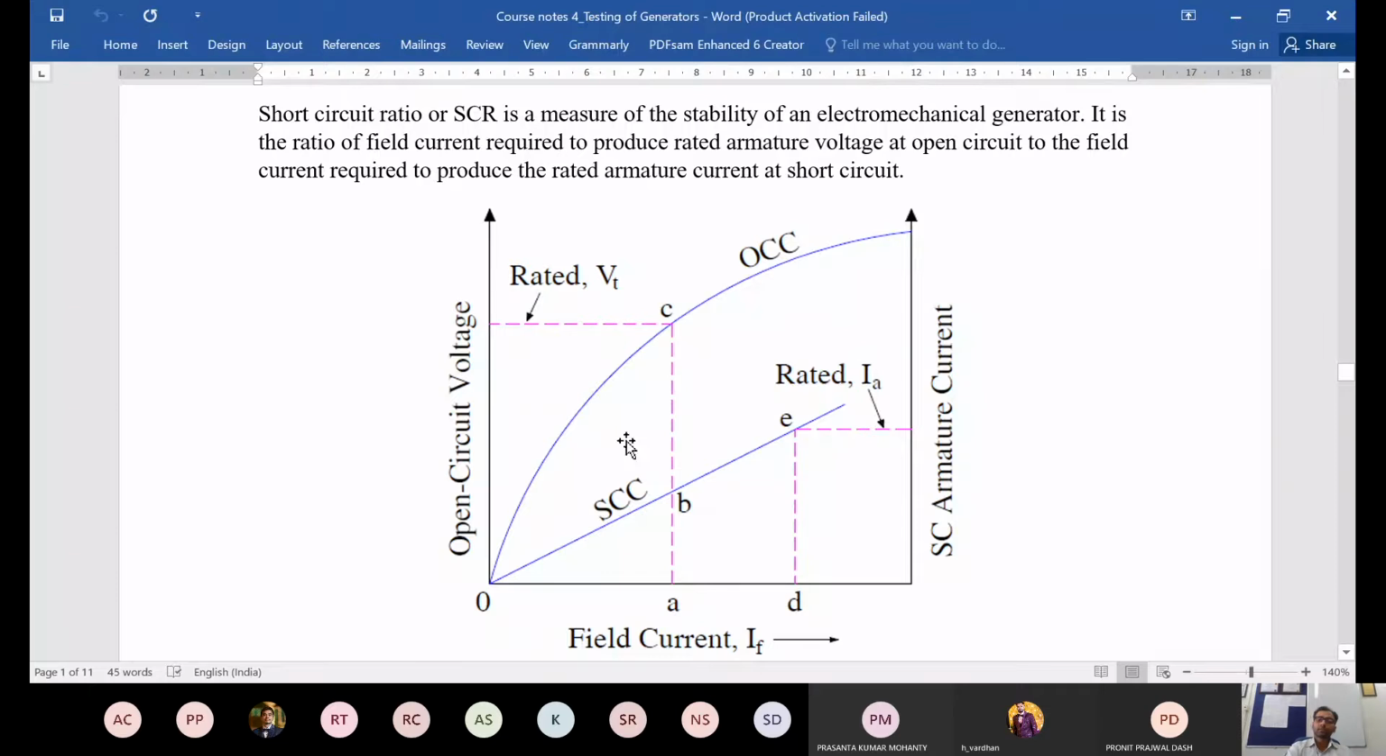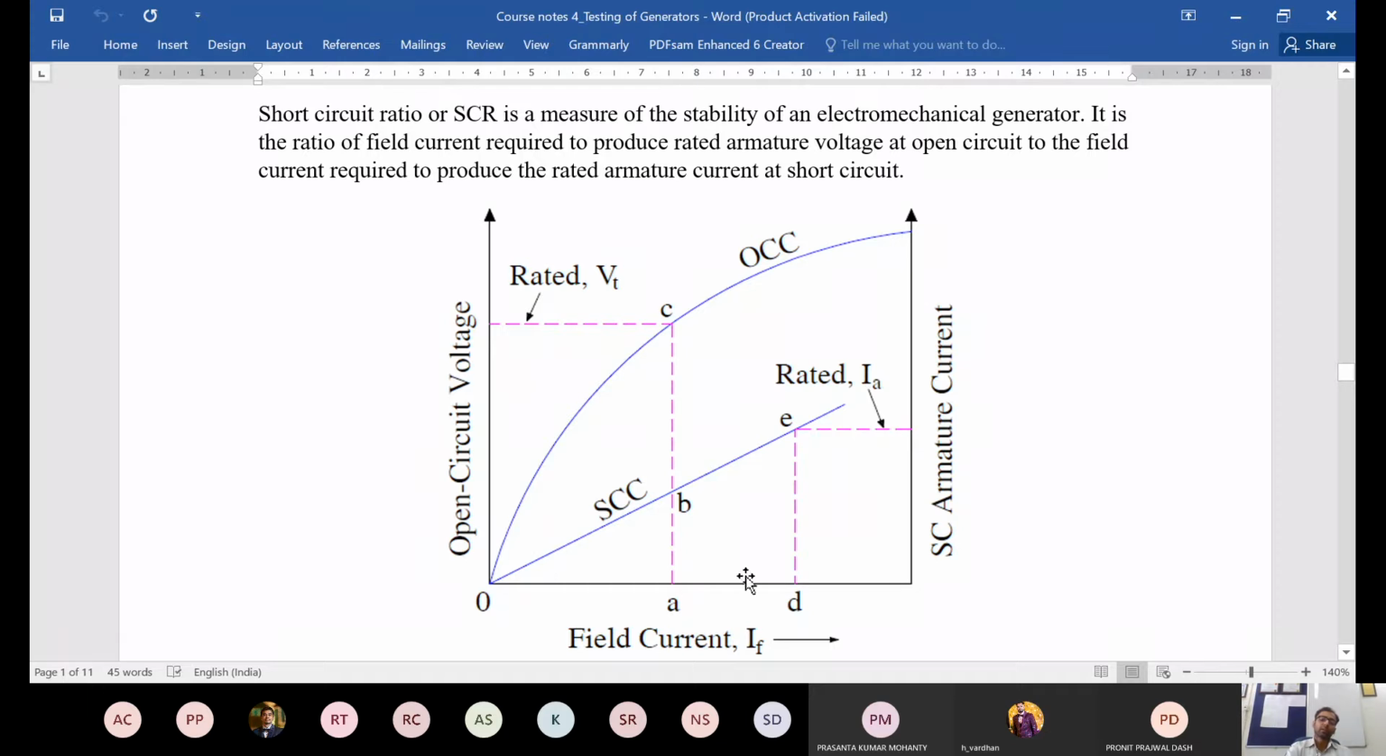So this short circuit ratio is nothing but the ratio of OA to OD, because as it says here, it is the ratio of the field current required to produce the rated armature voltage, which is this OA value at open circuit, to the field current required to produce the rated armature current at the short circuit, which is OD. So your OA over OD will give you your short circuit ratio, and that has some implication in terms of the stability of the generator. There are some standard values for this.